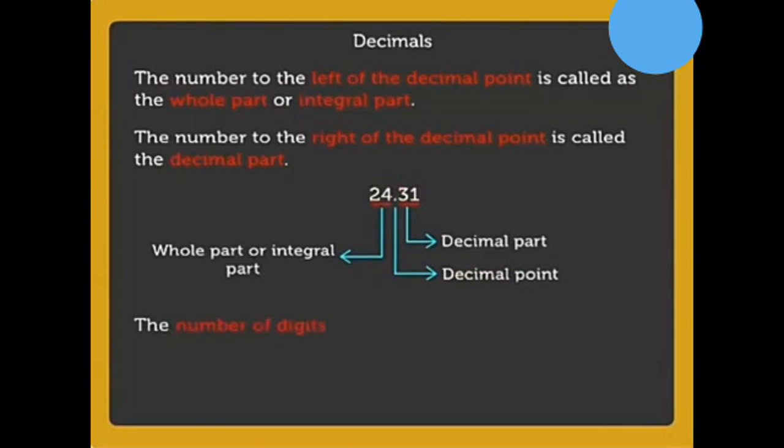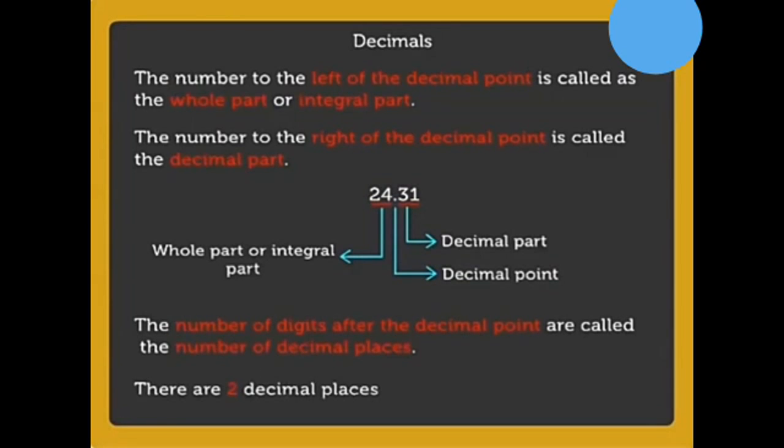The number of digits after the decimal point are called the number of decimal places. There are two decimal places in 24.31.